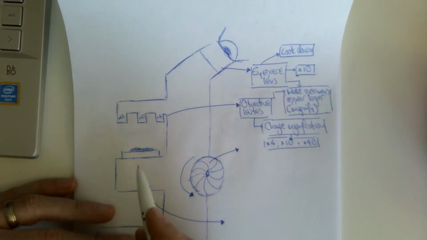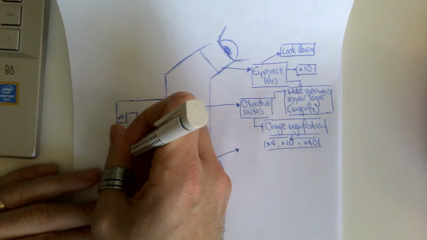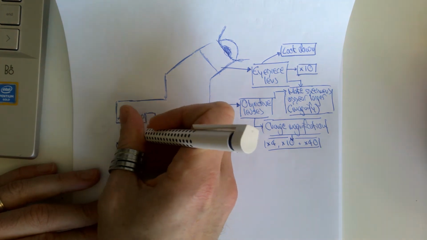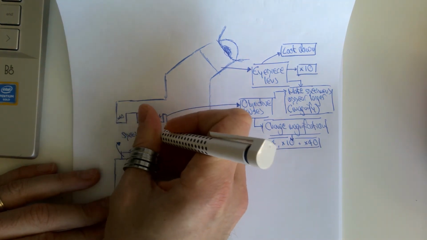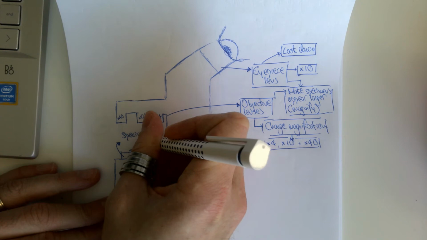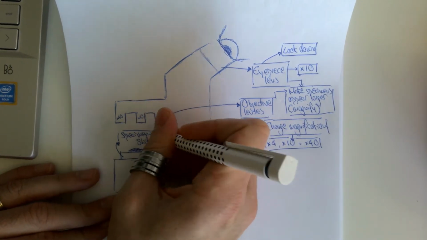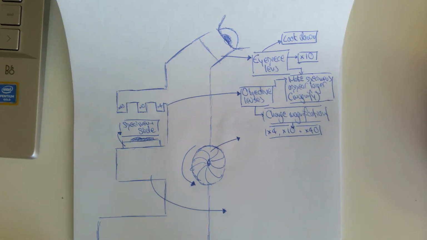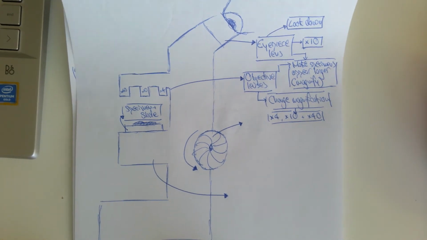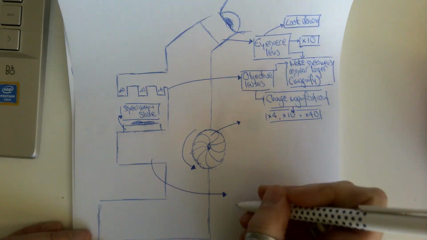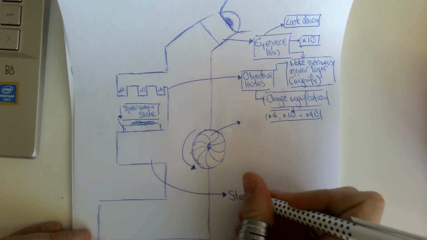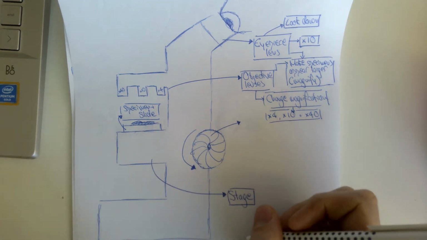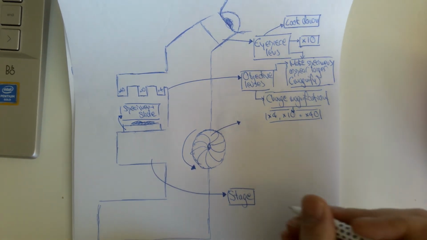The area where you place your specimens and slides is what we refer to as the stage. So the stage is simply where you place your slide.